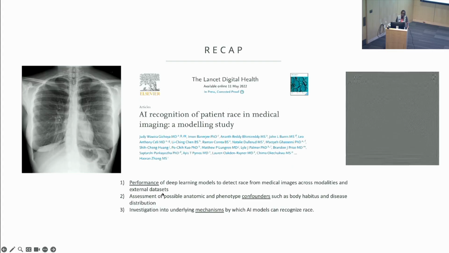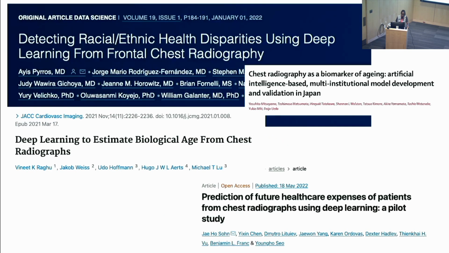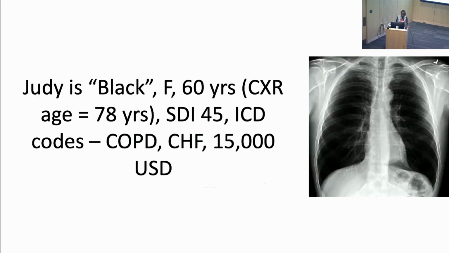A lot of papers have been published about this, but there's no real one way for us to figure out why, and it's not because of our confounder. And so a lot of papers have been published to say predict age, predict healthcare expenses. And I like to summarize this as, if you had my chest x-ray, you could say I'm Black, because AI can say. I'm female. We know that AI can do a good job with that.